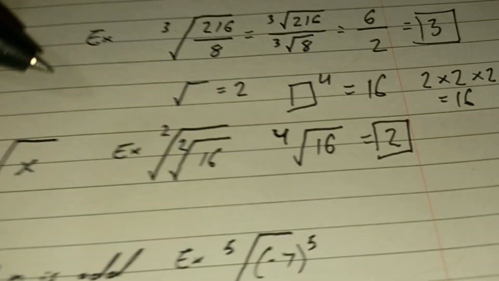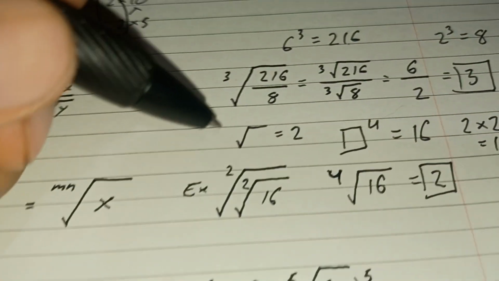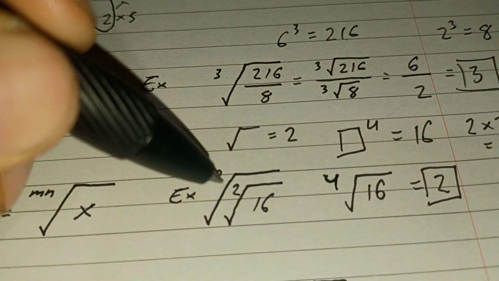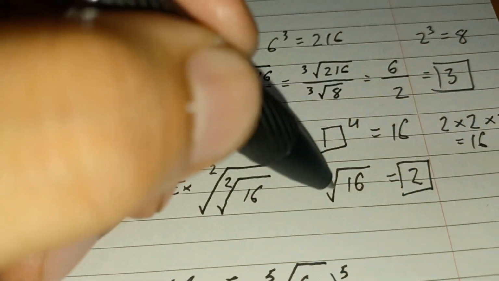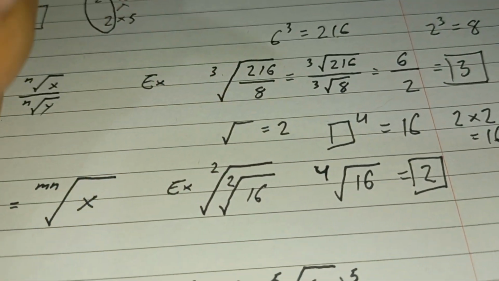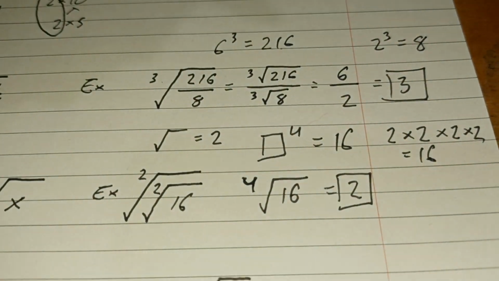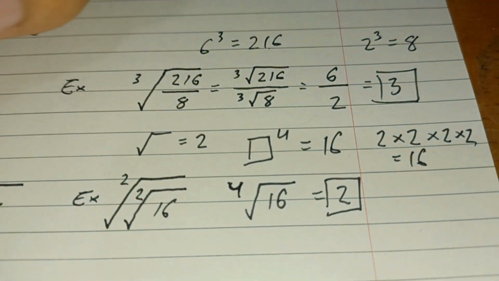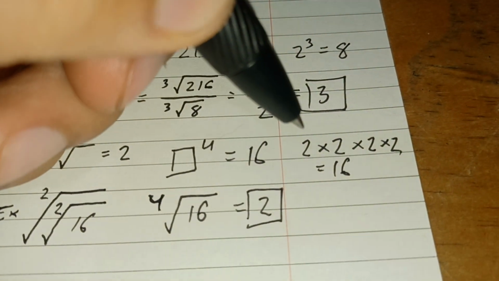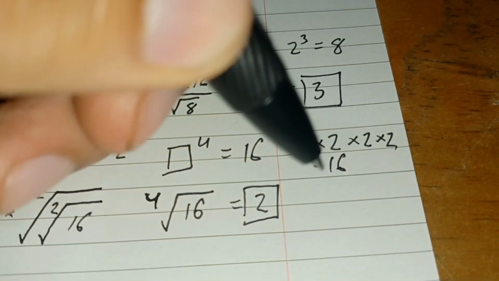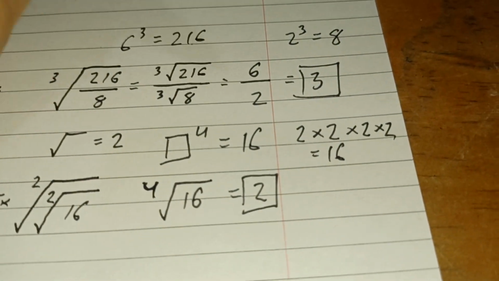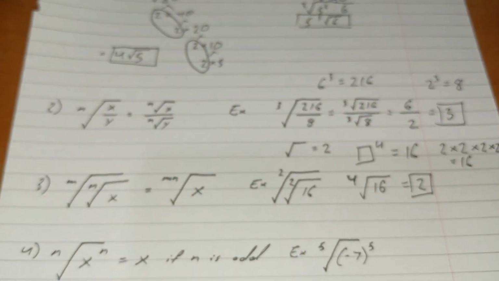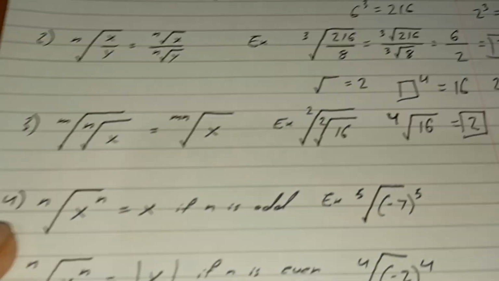So remember, a square root basically has an invisible number 2 at the top. So 2 times 2, remember you multiply, is equal to 4. The fourth root of 16, basically what number raised to the fourth power is going to give you 16? We see that it's 2, because 2 times 2 times 2 times 2 equals 16, right? So the answer is going to be 2 for this example.